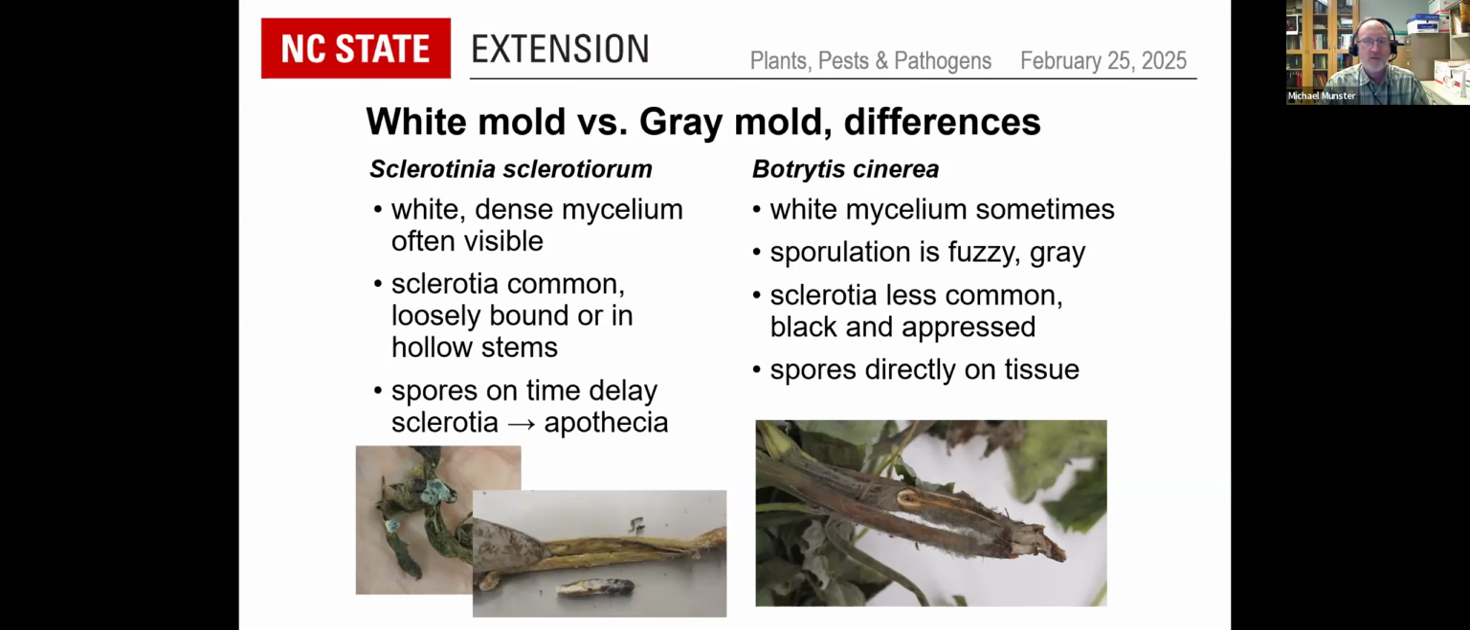The sclerotia themselves, the dense survival structures, are quite common with Sclerotinia sclerotiorum. They're loosely bound to the plant, or they can even be loose inside the hollow stems of hollow-stem plants. They're less common in botrytis, but when it forms its sclerotia, they're also black, but they're more appressed to the host tissue. Again, botrytis will sporulate profusely on the dead tissue, whereas in the case of Sclerotinia, it isn't until later when the sclerotia drop to the soil and then germinate to form very small apothecia that the spores are then produced and released into the air.